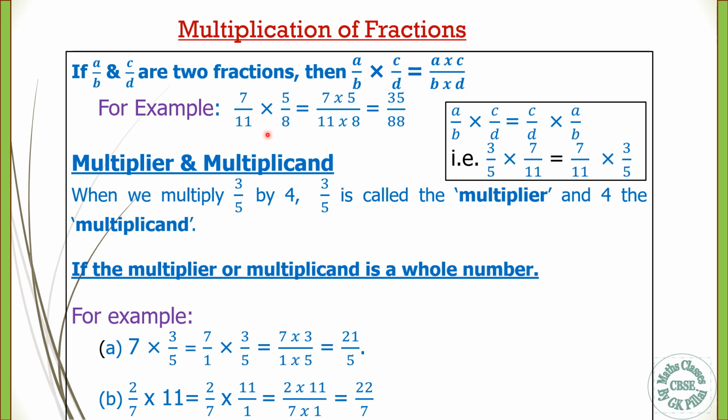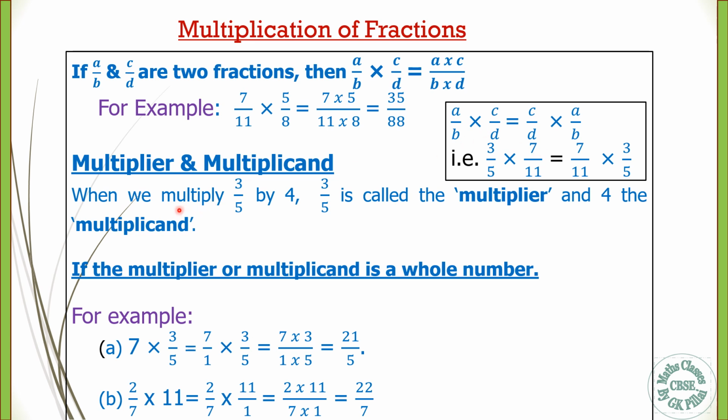Here I am giving an example. 7 upon 11, if you are multiplying by 5 by 8, you can write it as 7 into 5 upon 11 into 8. That will be 35 upon 88. Let me tell you one more thing. If you are having a upon b into c upon d equal to this, even if you write this one as c upon d into a upon b, it doesn't matter. Both are one and the same thing.